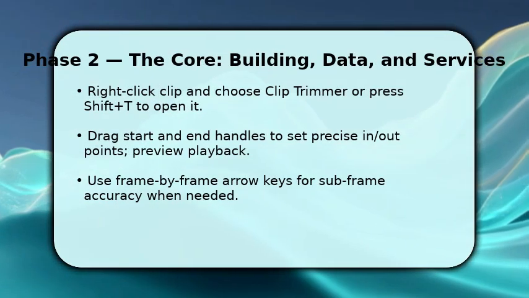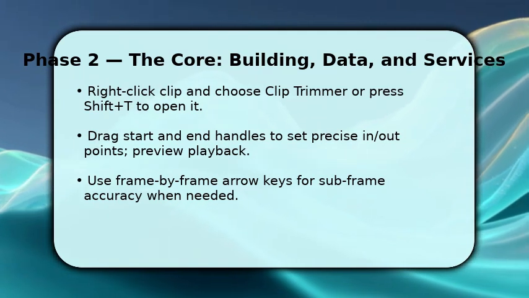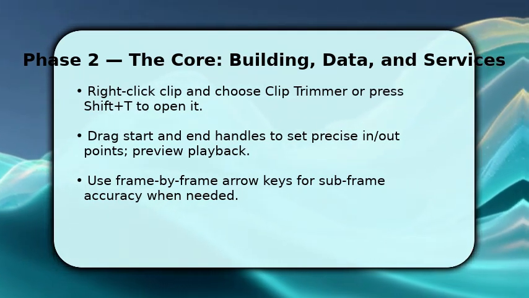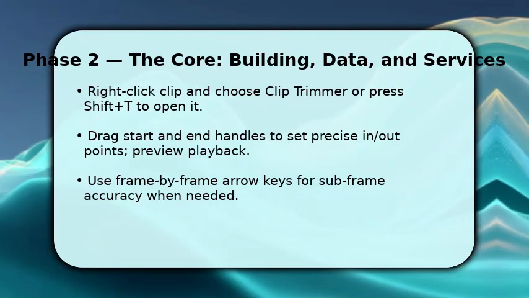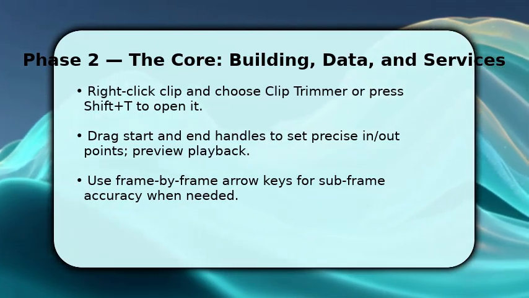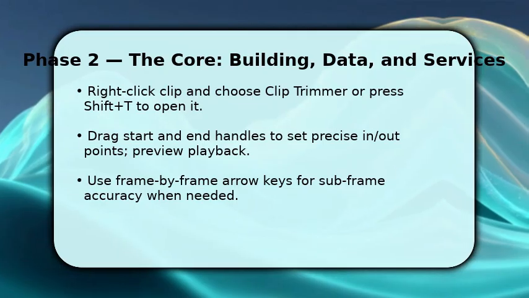Now open the clip trimmer. Right-click the selected clip and choose Clip Trimmer, or press Shift+T to speed things up. In the trimmer, drag the start and end handles to define your in and out points. Play back to confirm timing.